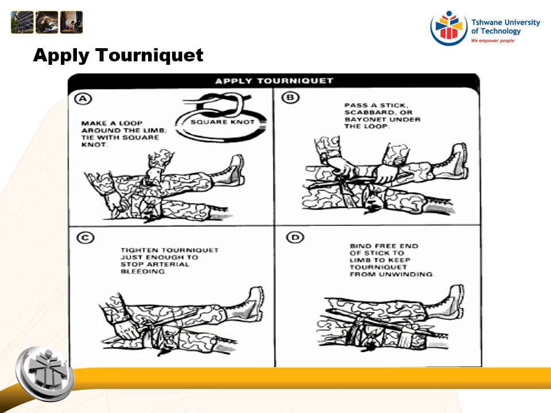Okay, so this figure here shows us how to apply a tourniquet from A to D. So A, you make a loop around the limb, tie with square knot. Then B, you pass the stick, scabbard, or bayonet under the loop. C, you tighten the tourniquet just enough to stop the arterial bleeding. Then D, you bind the free end of the stick to the limb to keep the tourniquet from unwinding.